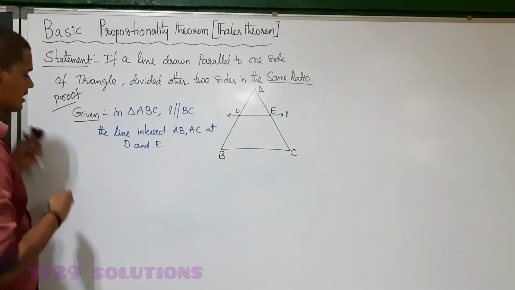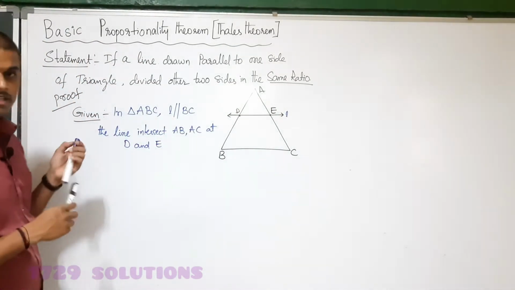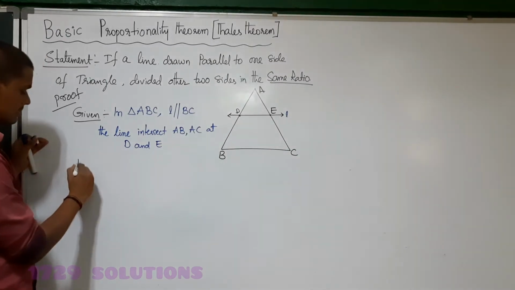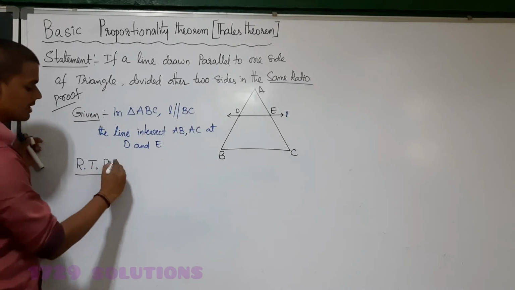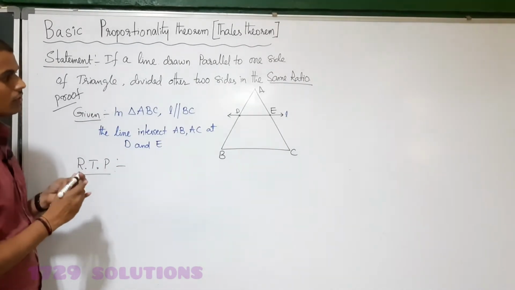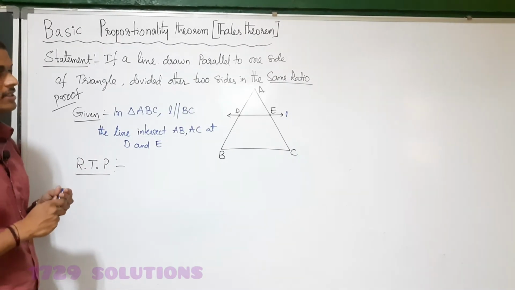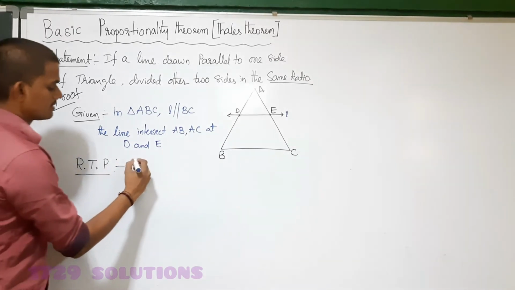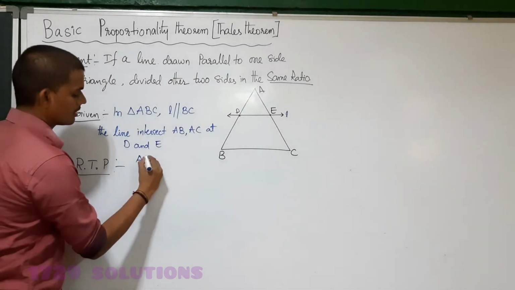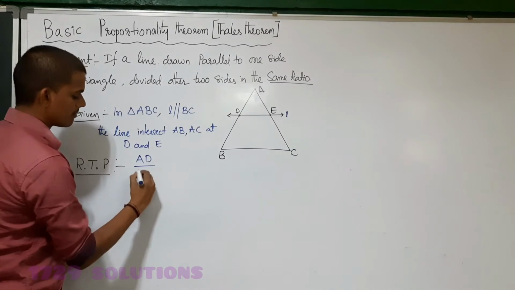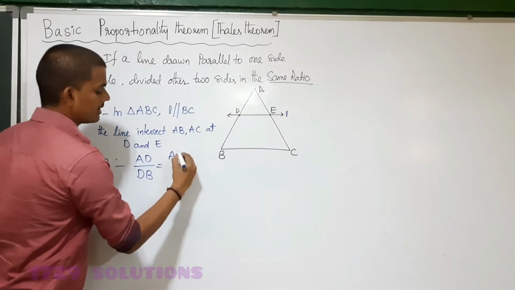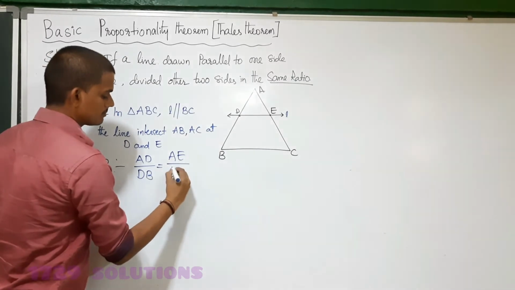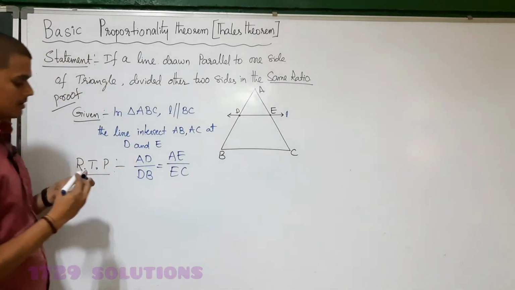So next, after the given, the next one is the RTP, required to prove. So what is RTP here? We want to show the other two sides divide in the same ratio. Clearly, we want to show AD by DB is equal to AE by EC. Clear? It is simple, we want to show this.